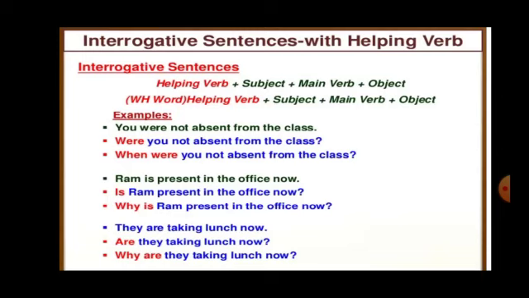You were not absent from the class. So here, when we write it in interrogative, were will come in the first place, then the subject, and then not and other words. Were you not absent from the class? When were you not absent from the class? Ram is present in the office. So is will come at the first place. Is Ram present in the office now? They are taking lunch now. Are will come at the first place, that is helping verb plus subject. Are they taking lunch now?